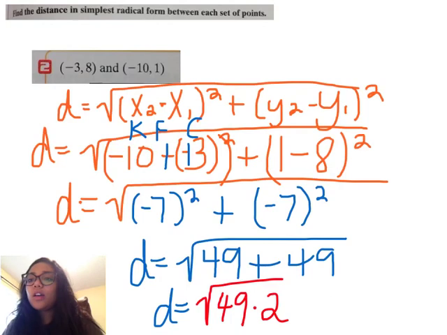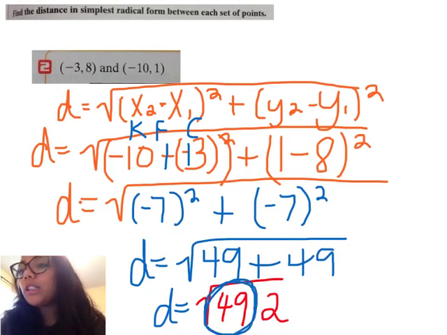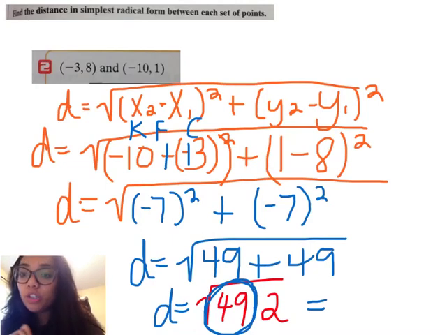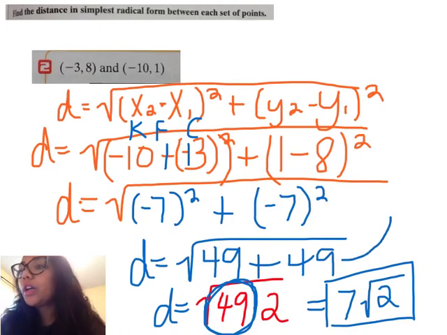Am I right? Well, I know the square root of 49 is a perfect square, and that means the square root of 49 times 2 is 7 times 7 times 2, which means I can take out a 7, and I'd have 7 square root of 2.